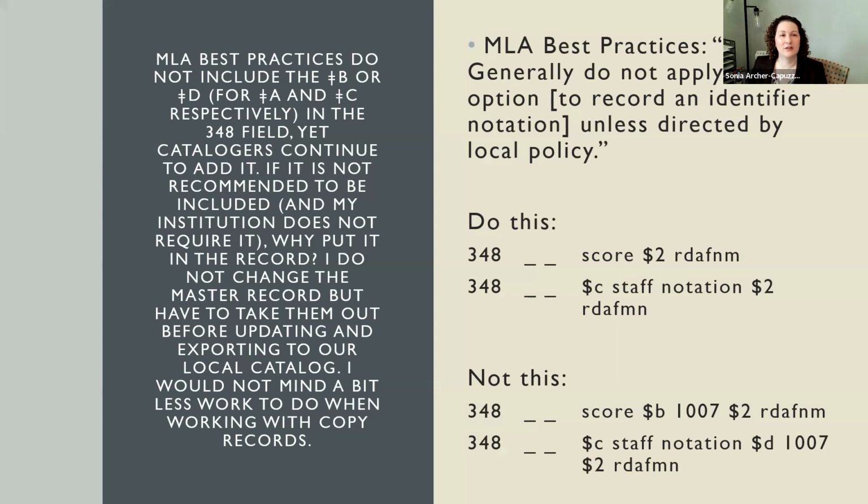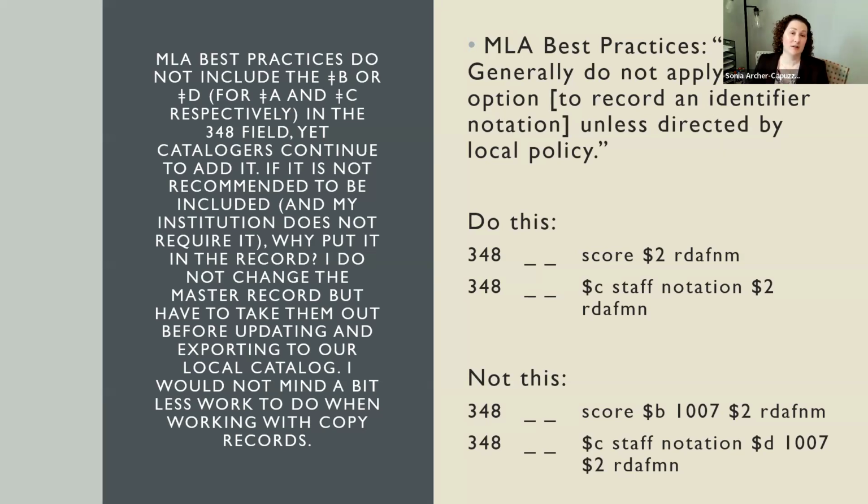So I got a question. Somebody said MLA best practices do not include the B or D subfields for the A and C respectively in the 348, yet catalogers continue to add it. If it is not recommended to be included and my institution does not require it, why put it in the record? Such a good question. I do not change the mastered record, but have to take them out before updating and exporting to our local catalog. I would not mind a bit less work to do when working with copy records.